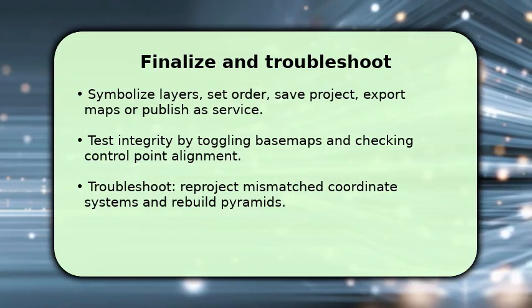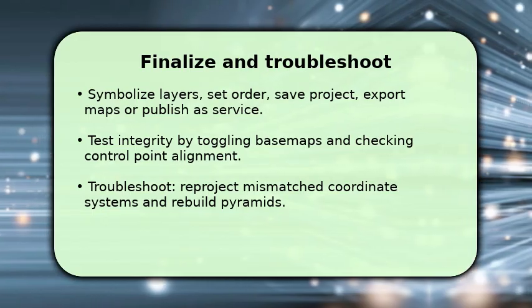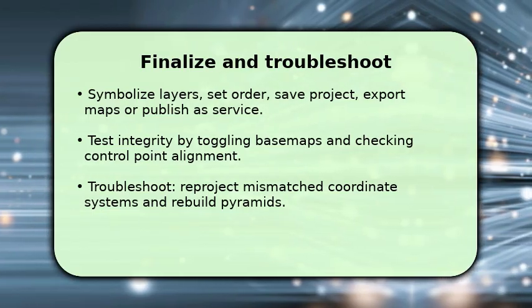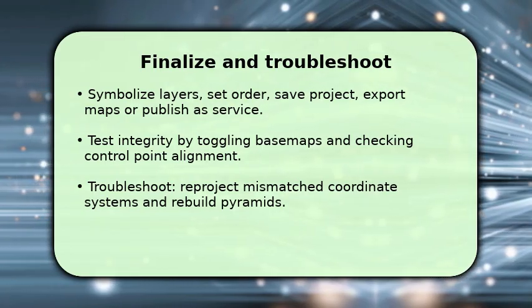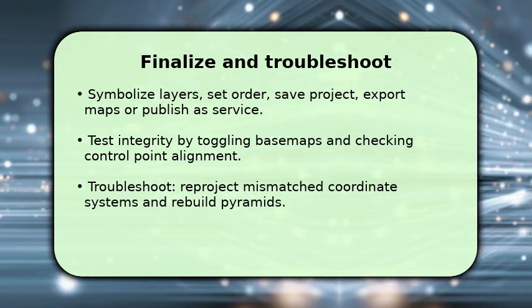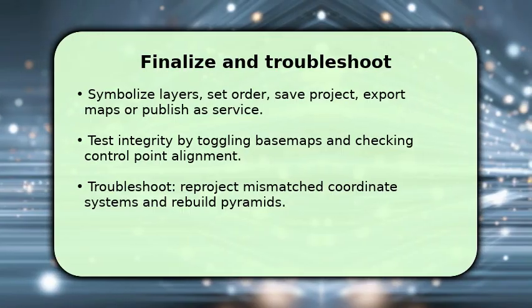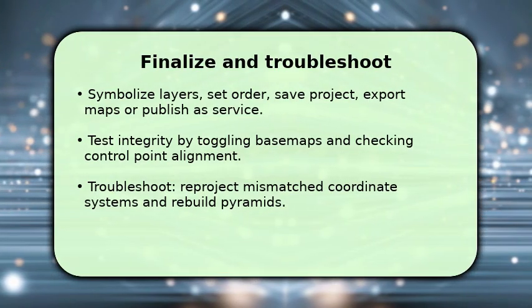Make sure to test coordinate integrity by toggling base maps and comparing known control points. If you encounter misplaced features, the most common fix is mismatched coordinate systems. Reproject the data to a common projected coordinate system, rerun geoprocessing, and rebuild pyramids. This typically resolves scale and alignment errors quickly.